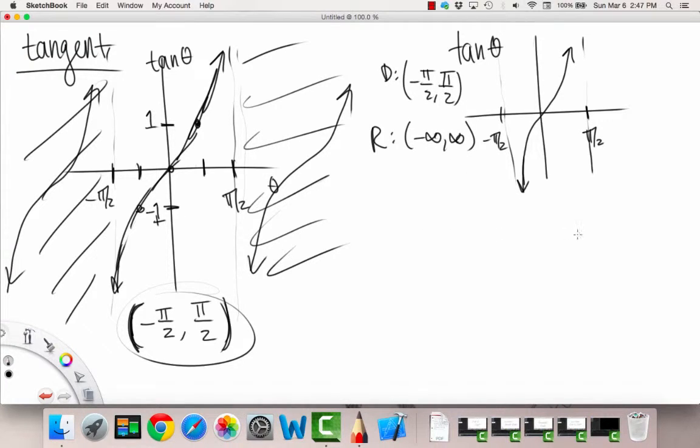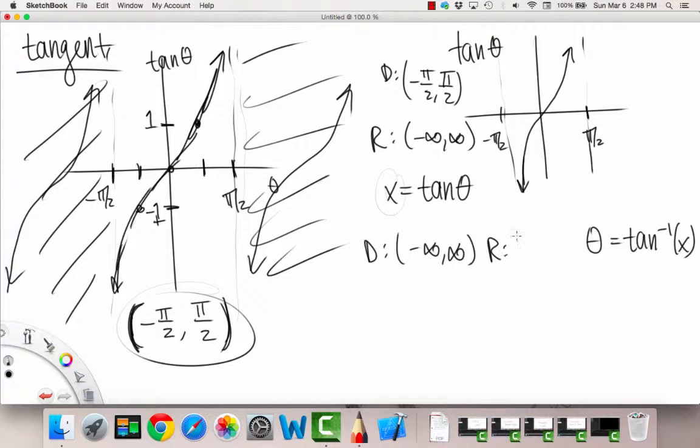Okay, so for our inverse tangent, this is kind of like saying some x is equal to tangent theta, and this doesn't mean your x coordinate, this is just a stand-in variable. But our inverse tangent is going to give us something like this. Inverse tangent of some value gives us back our angle. And we're going to flip around those domain and ranges, so our domain is going to be negative infinity to infinity, and our range is going to be from negative pi over 2 up to pi over 2. Non-inclusive, meaning it doesn't include the endpoints.